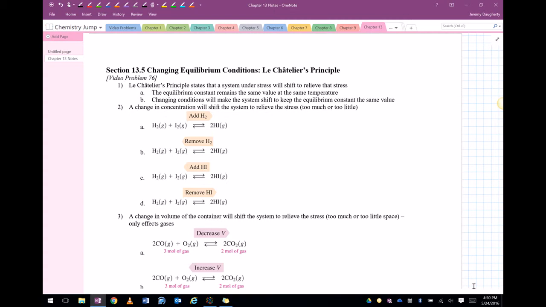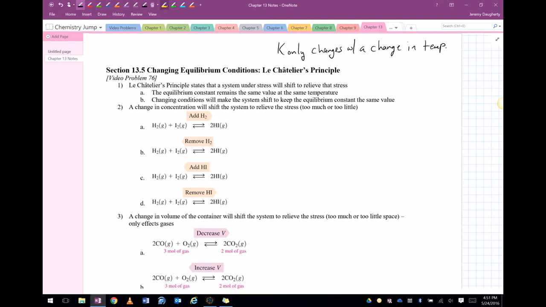Now, one thing to keep in mind, the value of K only changes with a change in temperature. And we'll talk about that more in a little bit here. So in all of these situations, K is going to remain constant, and what we're going to be talking about is what the system does in order to maintain that value for K.